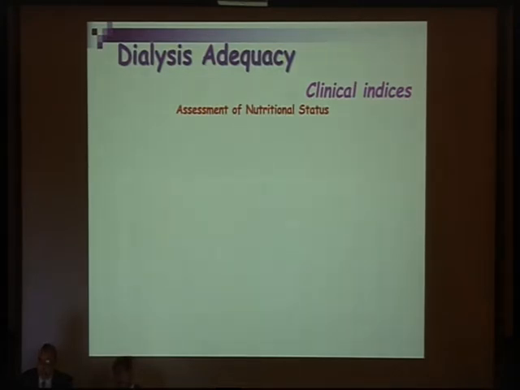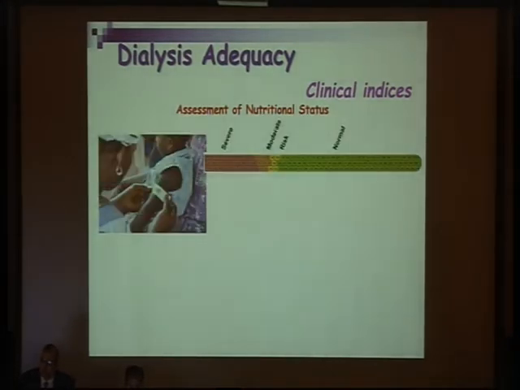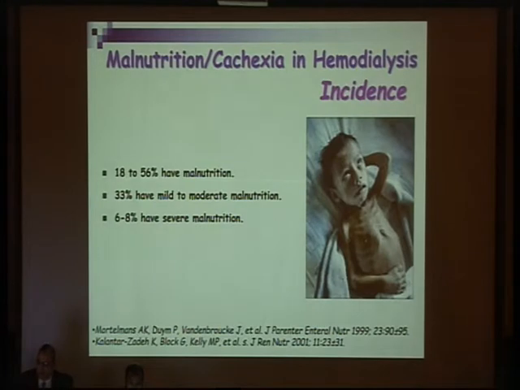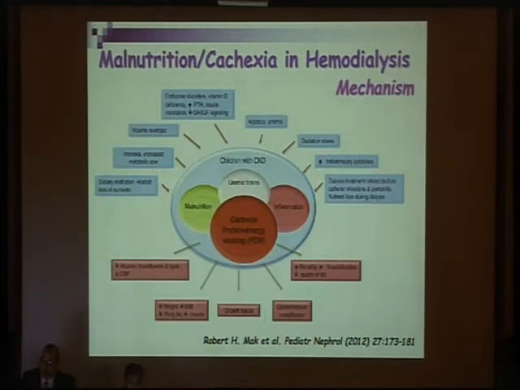About the clinical indices to assure that I'm giving the optimum dialysis adequacy for this child, I must always, because we are dealing with the pediatric age group, assess the nutritional status. It's very important, because malnutrition and cachexia are very common in hemodialysis children. About 56% suffer from malnutrition, and 30% have mild to moderate malnutrition. 8% have severe malnutrition.